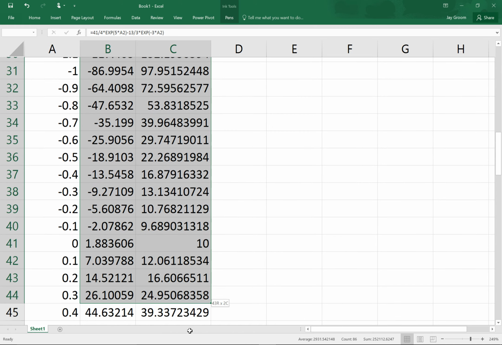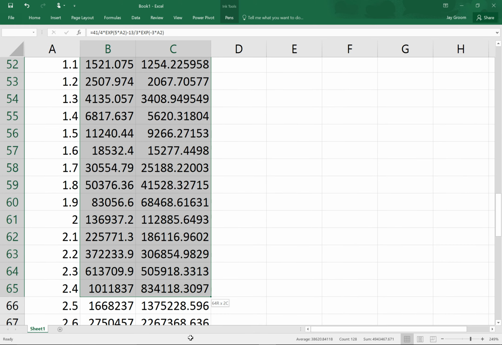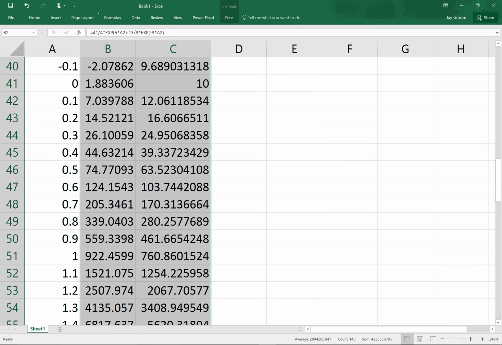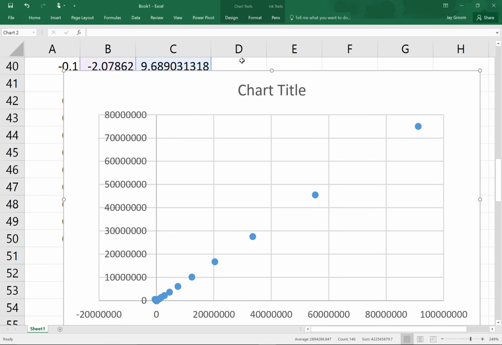All right, so here we go. Oh, that's too much. I don't want to graph those, they're too big. Okay. So insert, scatter plot. And I think you can see down here before we get too carried away, we were coming down towards 0 and we shot back off.